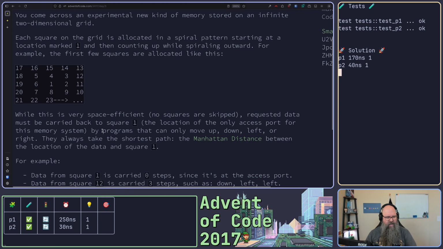While this is very space efficient, no squares are skipped. Requested data must be carried back to square 1, the location of the only access port for this memory system, by programs that can only move up, down, left, or right. They always have to take the shortest path. The Manhattan distance, okay. We've talked about that before, right? Like taxicab distance. You can either go up, down, left, or right, no diagonals. And so it's different than the Euclidean distance.